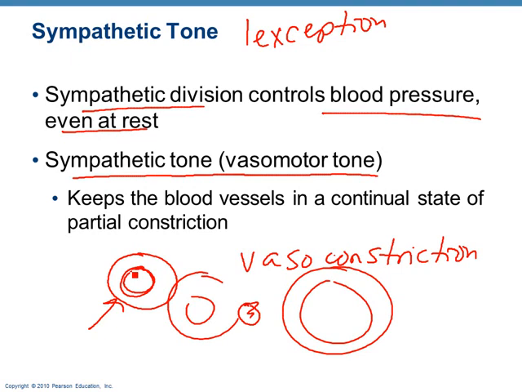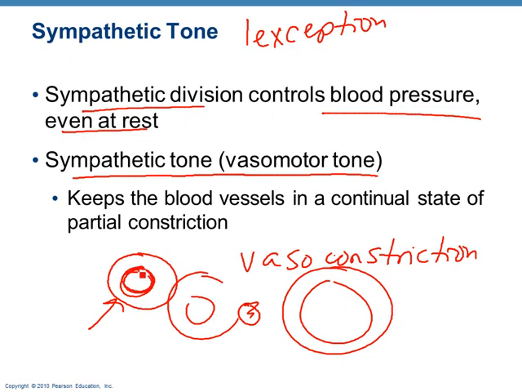So think about a hose. So if you have a hose and water's coming out, and it's just kind of coming out the end, and you don't have the pressure real high, how can you make the water shoot further? Put your thumb over it, restrict the size of the opening, and it'll increase the pressure, right? So what you're doing with sympathetic tone is basically constricting the blood vessel, increasing the pressure.